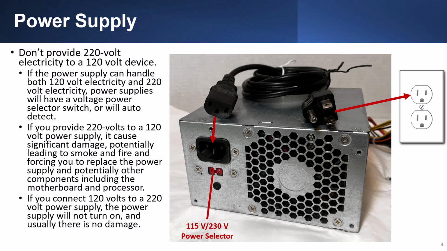Don't provide 220 volt electricity to a 120 volt device. The power supply can handle both 120 volt electricity and 220 volt electricity. Power supplies will have a voltage power selector switch or it will auto detect. If you provide 220 volts to a 120 volt power supply, it can cause significant damage, potentially leading to smoke and fire, and forcing you to replace the power supply and potentially other components including the motherboard and processor. If you connect 120 volts to a 220 volt power supply, the power supply will not turn on and usually there is no damage.